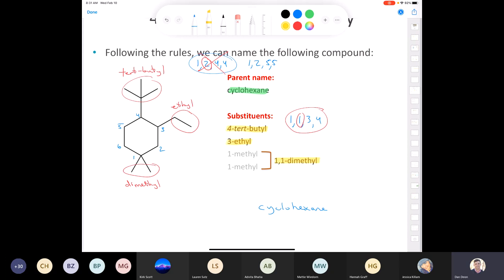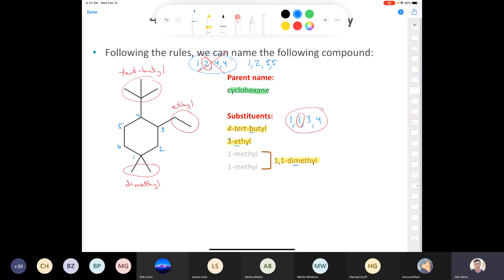How are we going to alphabetize these? We ignore all prefixes except iso, cyclo, and neo, and iso and cyclo and neo don't even show up in any of these substituents. Cyclo shows up in the parent, but the parent is always last. So that means the tert-butyl is going to be alphabetized by the letter B, the ethyl will be alphabetized by the letter E, and the dimethyl will be alphabetized by the letter M.